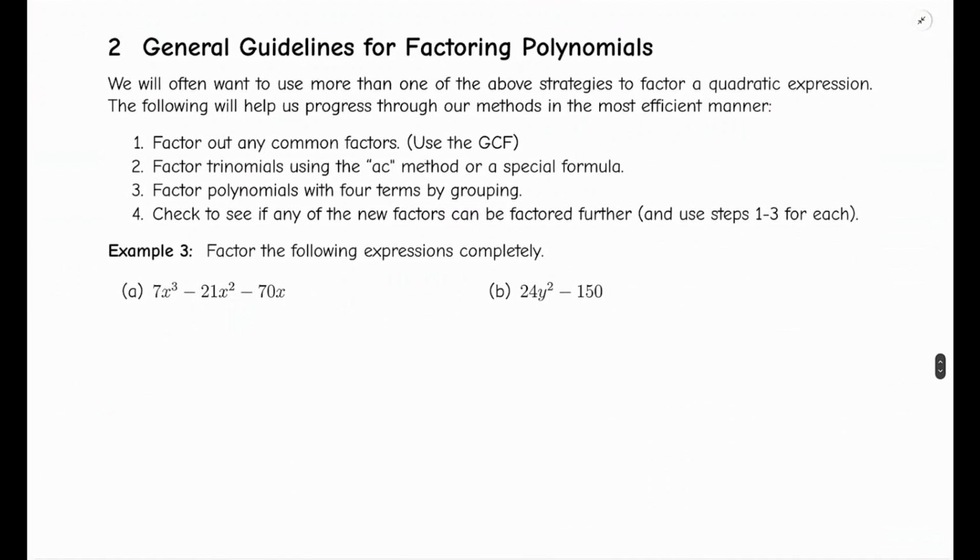Part 2, general guidelines for factoring polynomials. We will often want to use more than one of the above strategies to factor a quadratic expression. The following will help us progress through our methods in the most efficient manner. Step 1, factor out any common factors. Use the GCF. Step 2, factor trinomials using the AC method or a special formula. Step 3, factor polynomials with 4 or more terms by grouping. And step 4 is repeat steps 1 through 3 with your remaining factors.